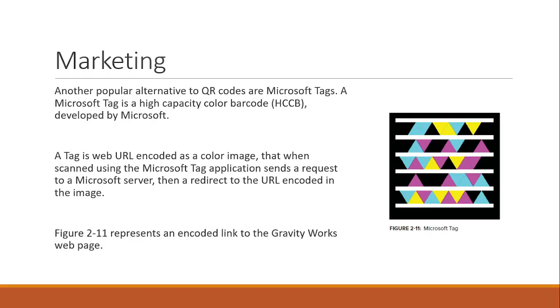So we also have an alternative, but it did not become popular, which is the Microsoft Tag. This is a high capacity color barcode, or HCCB, developed by Microsoft. A tag is a web URL encoded as a color message that, when scanned using the Microsoft Tag application, sends a request to a Microsoft server, then redirects to a URL encoded in the image.